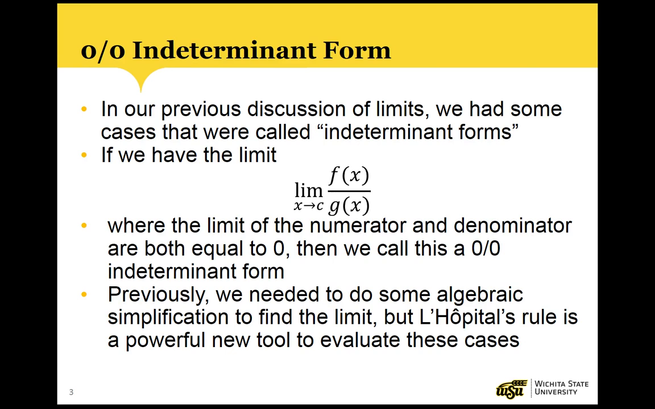In our previous discussion of limits, we had some cases that were called indeterminate forms. For example, if we have a limit as x approaches c of f of x divided by g of x, and the limit of the numerator and the limit of the denominator are both equal to 0 as x approaches c, we call this a 0 divided by 0 indeterminate form. In our previous examples, we had to do some algebraic simplification in order to find the limit, but L'Hopital's rule is a powerful new tool that helps us evaluate the limit in these cases.